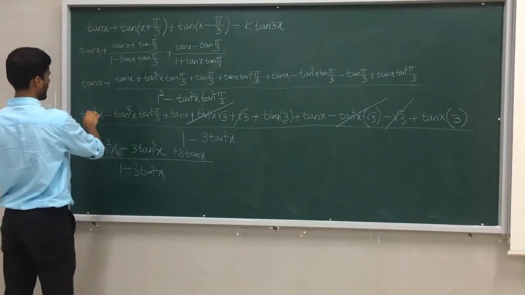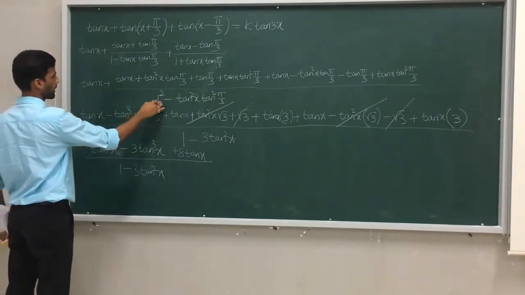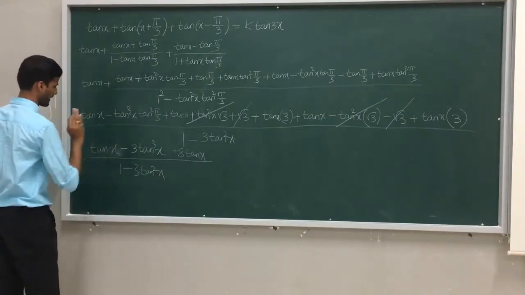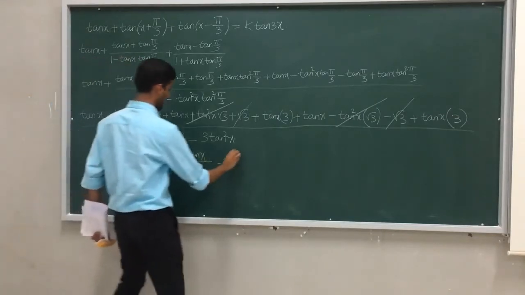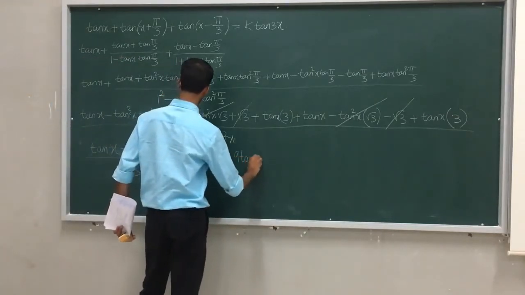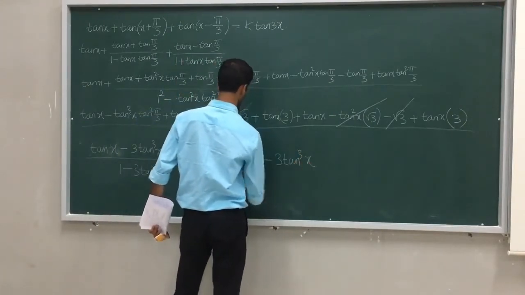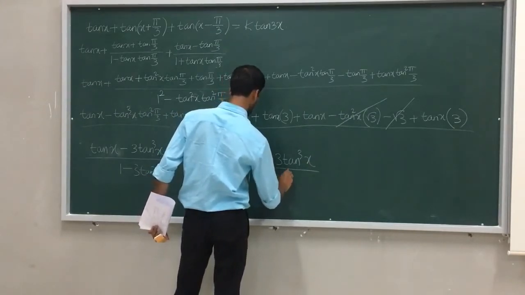Sorry. I need to write here tan x into 1 tan x. Sorry. Tan x into 1 square is 1. So tan x into 1 is tan x. Sorry, it should be tan x. Okay. So it is nothing but 8 tan x plus tan x. It is 9 tan x. Okay, minus 3 tan cube x upon 1 minus 3 tan square x, right?